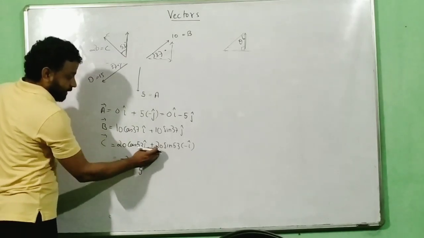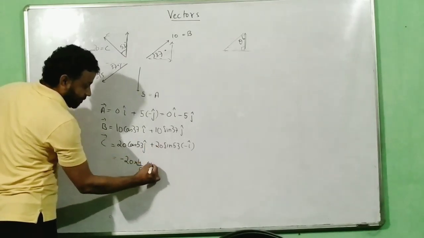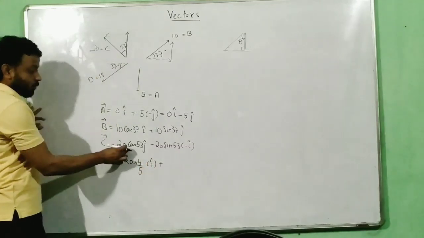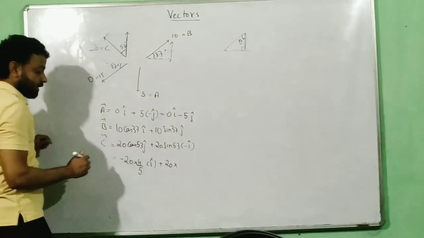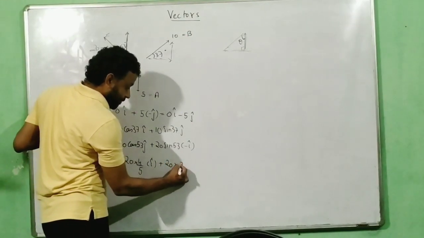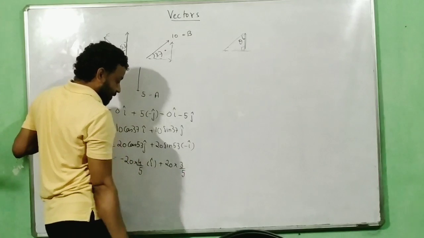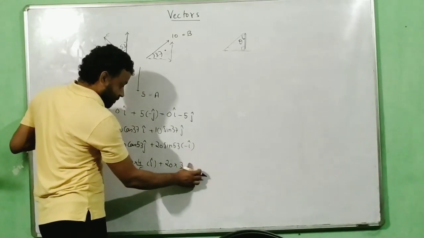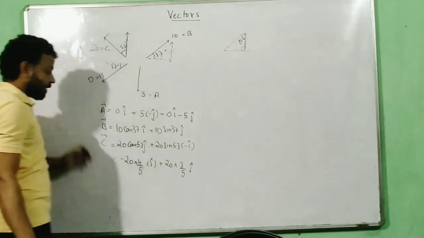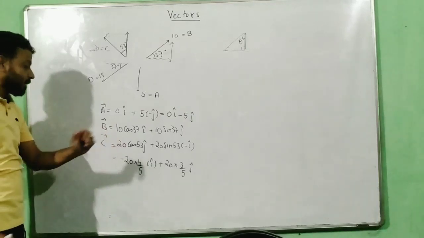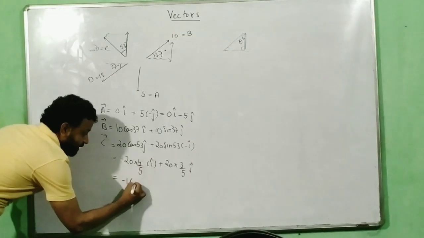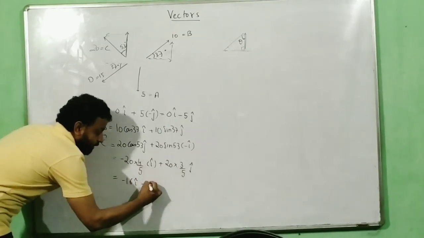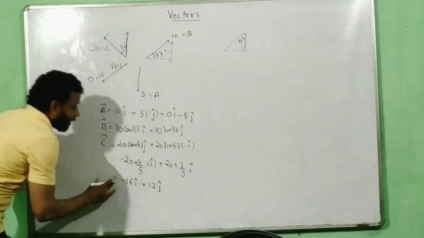So minus 20 times 4 by 5 I cap plus 20 cos 53. So 20 cos 53 is 3 by 5, and this will be your j cap. Then you can simplify, and you will get the C in terms of I cap and j cap. So that I will write as minus 4 into 4, 16, so minus 16 I cap. This becomes 20 times 3 by 5, so it becomes 12 j cap. So I got the value of C.